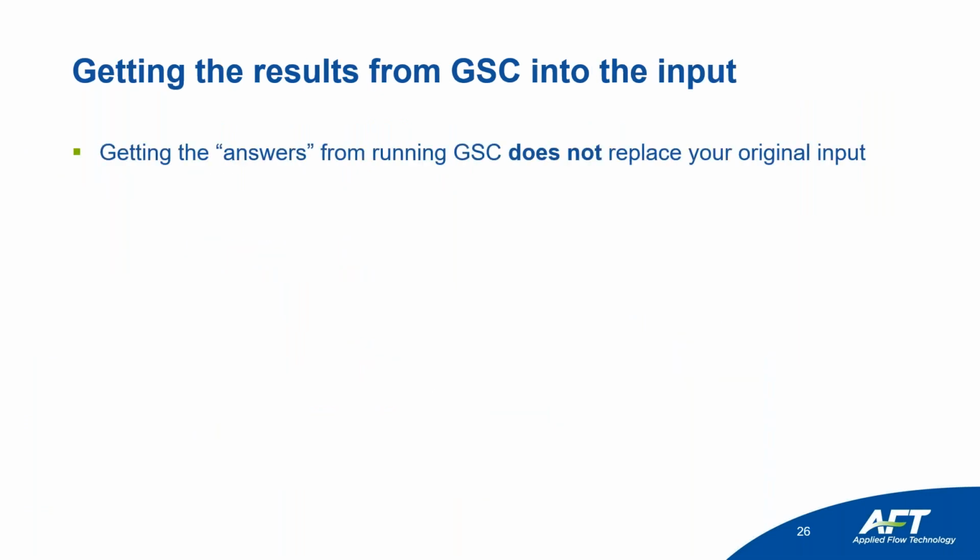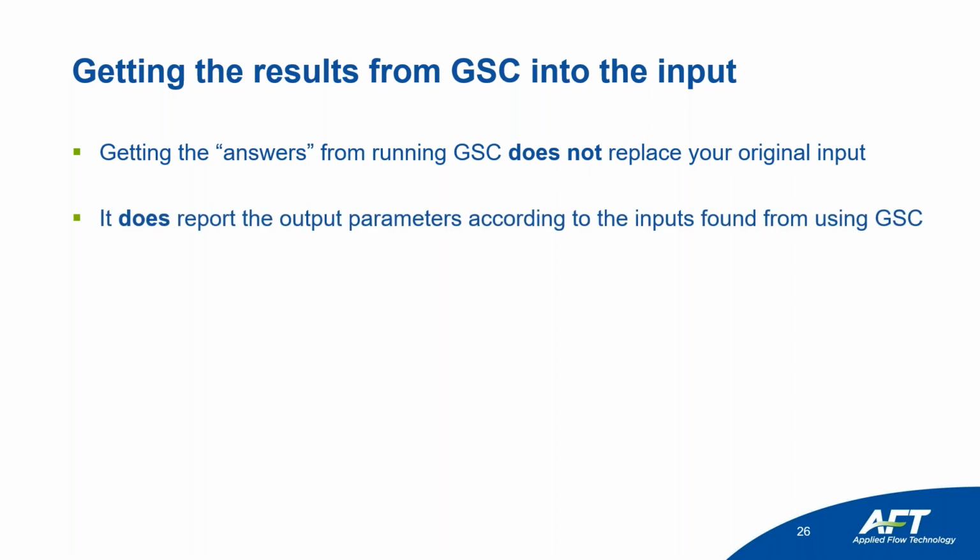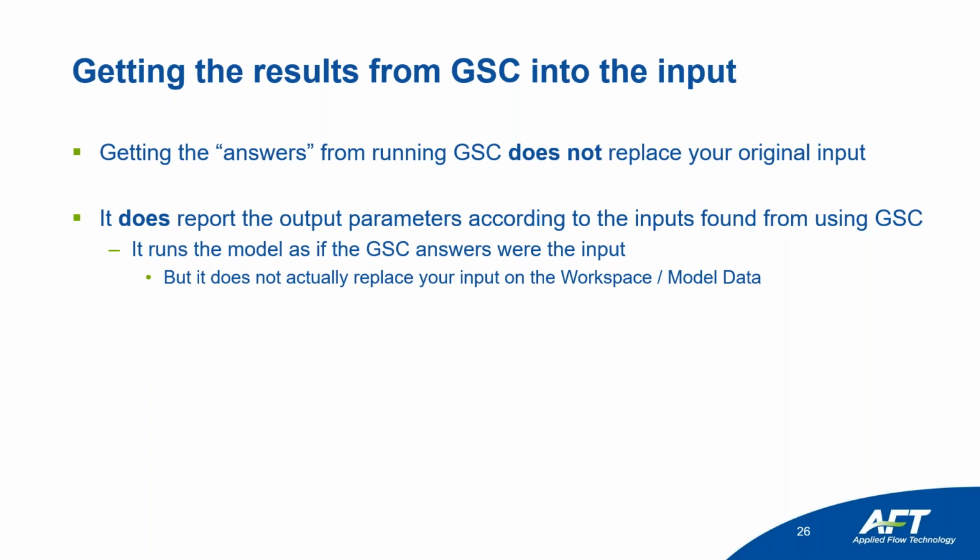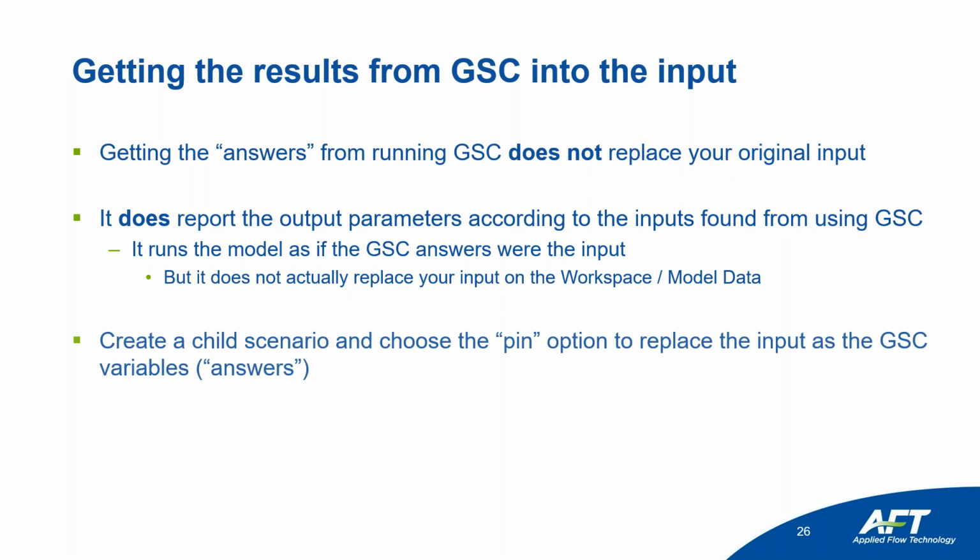Okay, so as I said, getting the answers from running GSC does not replace your original input, but it does report the output parameters according to the inputs found from GSC. Essentially it runs the model as if the GSC answers were the input, because it goes through that hydraulic solver, and that final GSC variable that converged on my goal is now the output. But it doesn't actually replace the input on the workspace or model data when you're looking at it through the interface. So what you can do is create a child scenario to use the pin option to replace the input with the GSC answer. The reason you want to create a child is so that you do not change what is in your original scenario, because you probably want to keep that data, right?